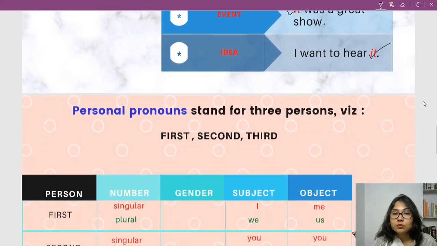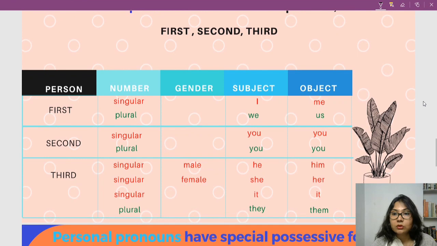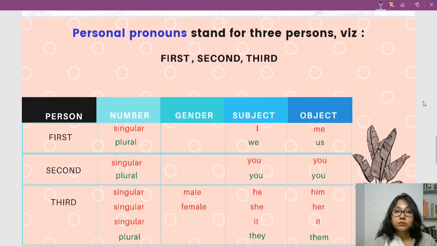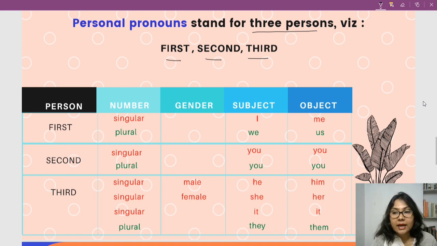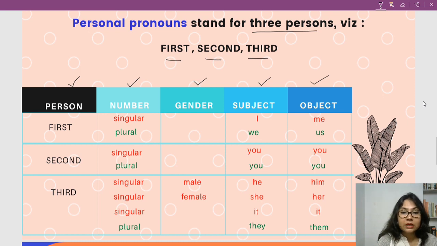Now children, let us move on and see what personal pronouns are. Well, personal pronouns stand for the three persons, that is the first, the second and the third person. Now let us have a look at this chart. Children, personal pronouns vary with the person, the number, the gender or the case. The case is whether it's the subject or the object. Now let's see over here, look clearly.